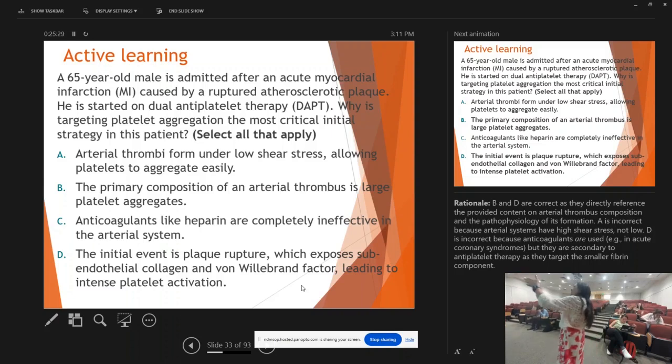But is the rest of the sentence going with it? It's large platelet aggregates, right? That is a choice. That makes sense.